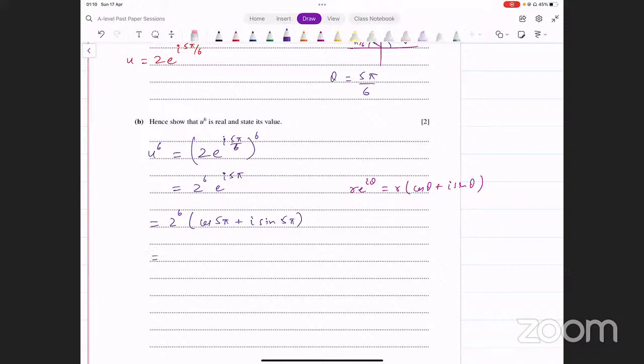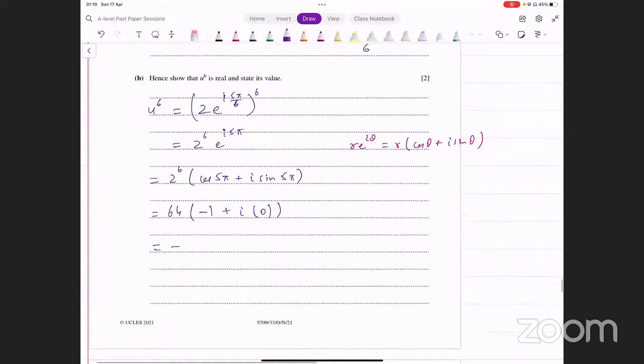What do we get? 2 raised to power 6 क्या है? 64. cos 5 pi, cos 5 pi आप कैलकुलेटर से evaluate करें, देखें आपके पास क्या आता है. That's -1 plus iota into sin 5 pi. sin 5 pi आपका 0 आएगा. And what you end up getting is -64. So u raised to power 6 is equal to -64. ये आपको evaluate करना था. ठीक है. Let's move on.